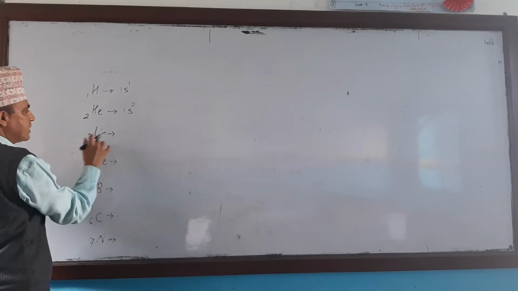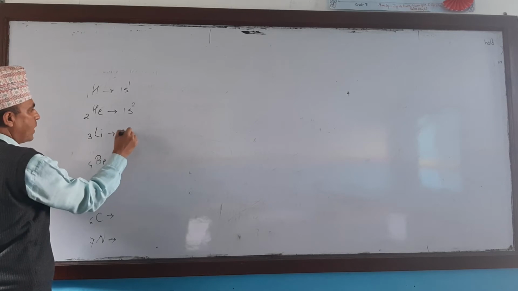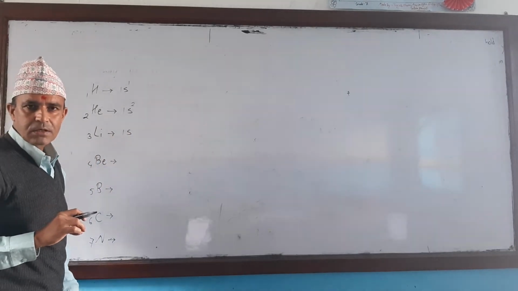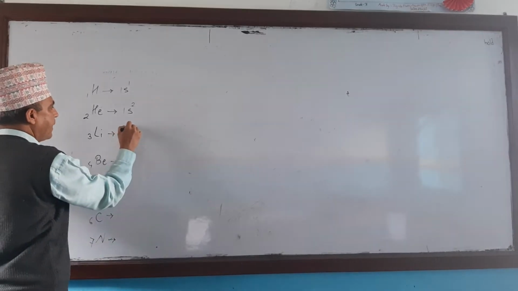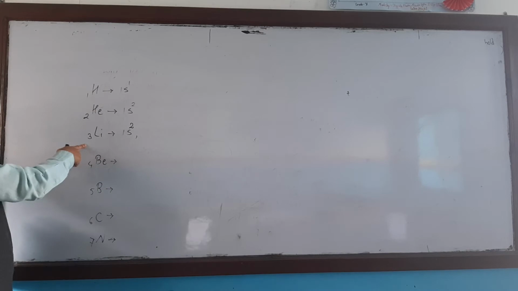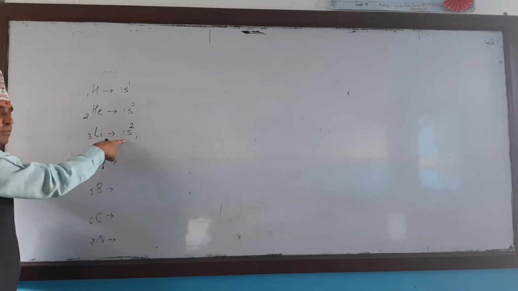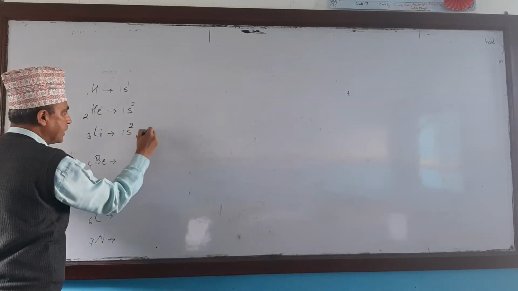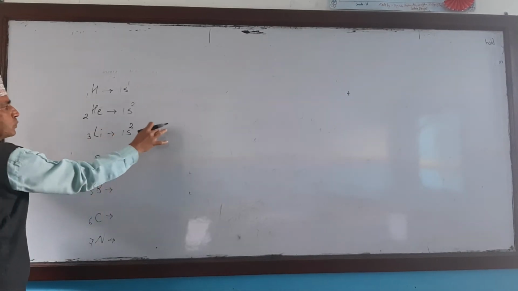Lithium. For lithium we write 1s. What is the electron holding capacity of s? Maximum 2 only. But here there are 3 electrons. Now what to do? One more electron. What comes after 1s? 2s. Good. 2s1. 2 plus 1, 3.